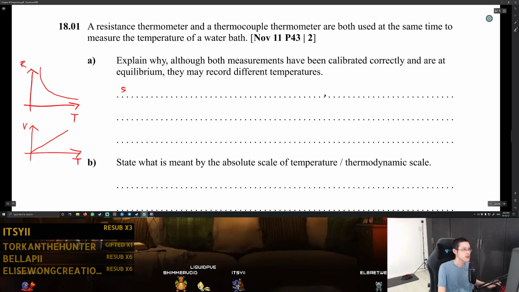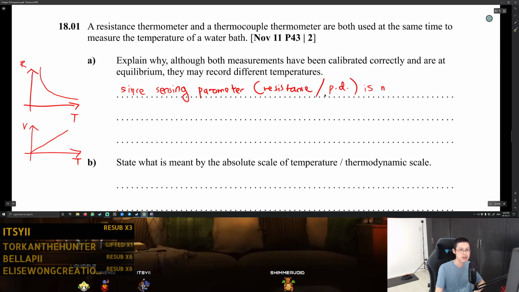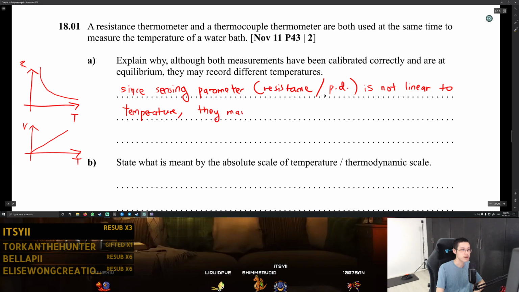So you say, since the sensing parameter, resistance or potential difference, is not linear to temperature, they may record different temperatures.